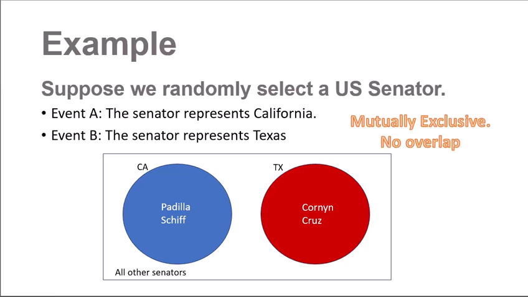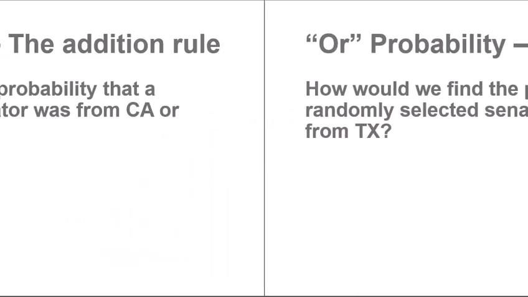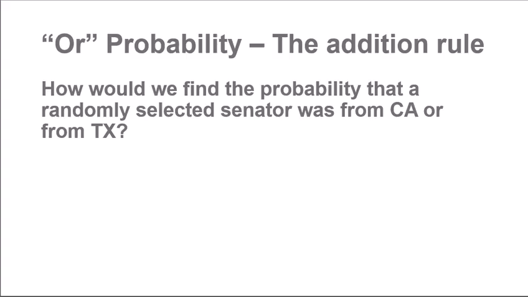In the mutually exclusive events video, we talked about how these are mutually exclusive. We cannot have event A and event B happen at the same time. So the probability we'd be looking at here is, what is the probability that a randomly selected senator was from California or from Texas? So this key word here is or. This or is telling me that I need to be using the addition rule.